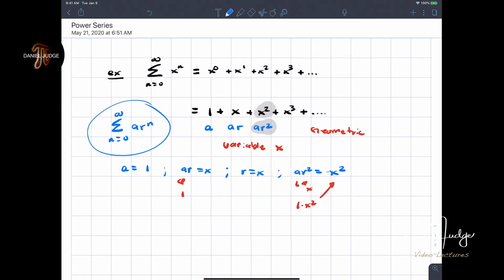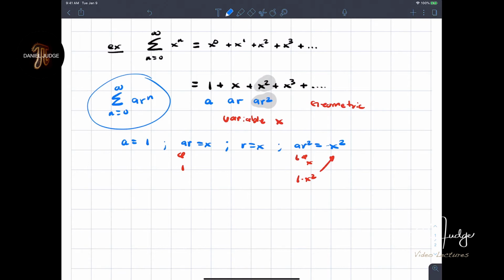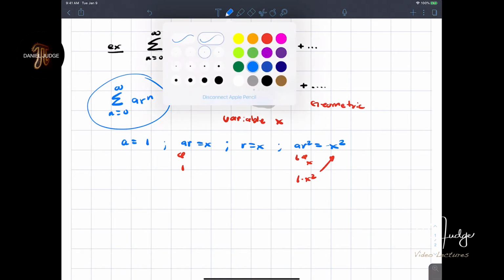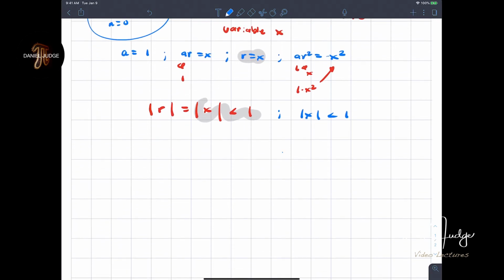So, of course, it's geometric. And since it's geometric, we have to ask ourselves again, does the series converge? The series converges only if the absolute value of R, in this case the variable x, is less than 1. So we focus on the inequality, and we have to determine what that exactly means. The definition is really -1 less than x less than 1.